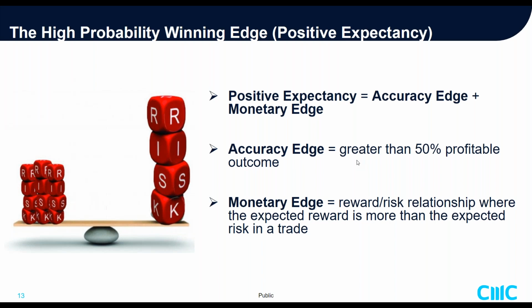Then the next thing is the monetary edge. Out of these 6 winning trades, how is my reward risk ratio? Do I take in more risk, or is my reward more than the risk? The key thing is that to have a good monetary edge, the expected reward should be more than the expected risk in a trade. Later I'll show you why this is important, with an example.